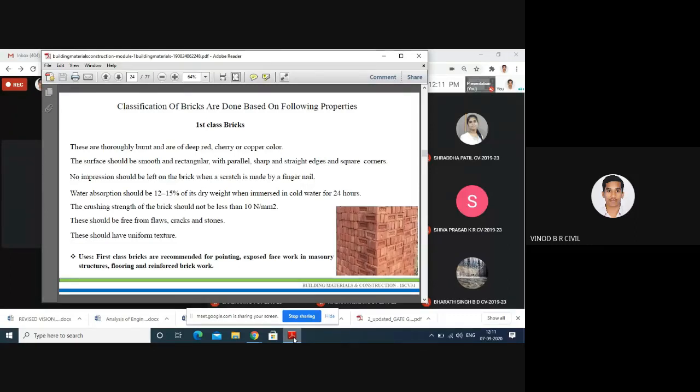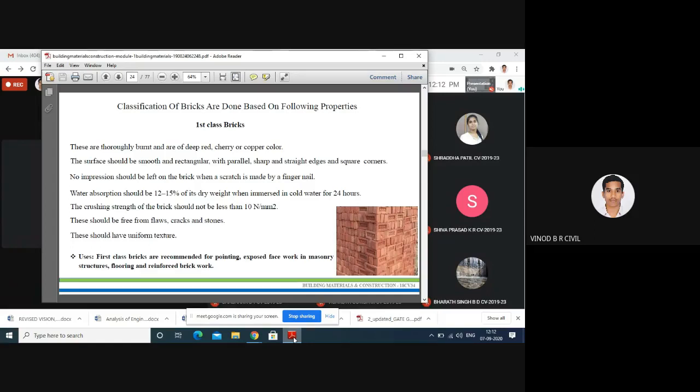The water absorption should be 12 to 15% of its dry weight when immersed in cold water for 24 hours. Means when you immerse the brick in water for 24 hours, it should not absorb more than 15%. It should vary, the maximum being 12 to 15%. The crushing strength of brick should not be less than 10 Newton per mm square.